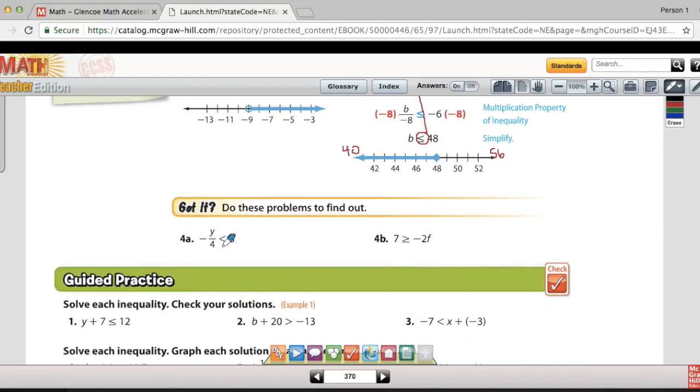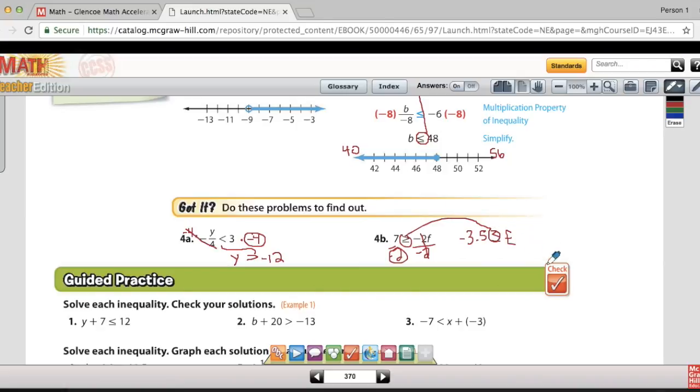Okay, let's take a look right here at negative y over 4. I'm just going to multiply by negative 4 because then the negative 4's cancel out. I'm going to multiply by negative 4 here and get y is greater than negative 12. Okay, flip the sign when you multiply or divide by a negative. On 4b, I'm going to divide by negative 2, divide by negative 2. Negative 3.5 is less than or equal to f. Okay, because we divided by a negative number, we're going to flip the inequality sign.